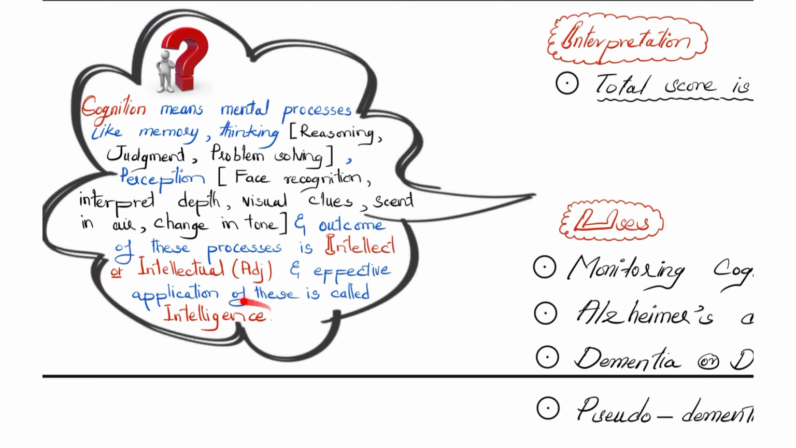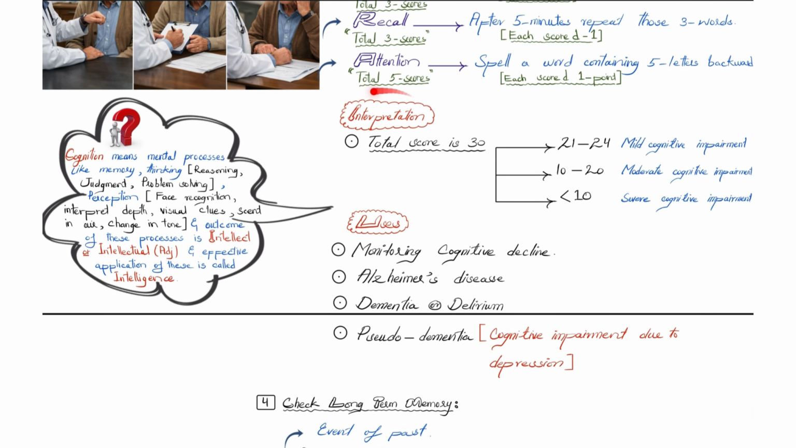Like if a person has good memory, if a person has outstanding and remarkable ability of reasoning, judgment, and problem solving, we call that person intelligent. Now, how do we interpret the Montreal cognitive assessment? The total score is 30, as we already know. If the score is between 24 to 30, there is normal cognitive function of the patient. But if the score is between 21 to 24, there is mild cognitive impairment. And if the score is between 10 to 20, there is moderate cognitive impairment. And if the score is below 10, then there is severe cognitive impairment.